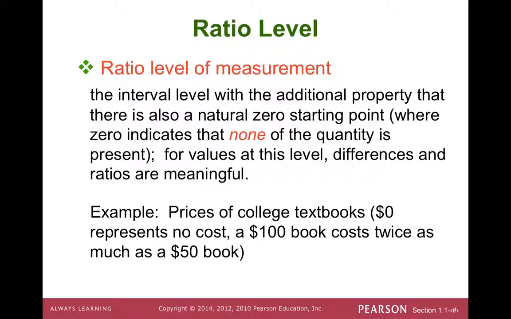Then the highest level of numerical data is ratio, and that's where the data does have a natural zero starting point. For instance, the weight of a person, or the cost of a house, or anything that has a zero that's meaningful.